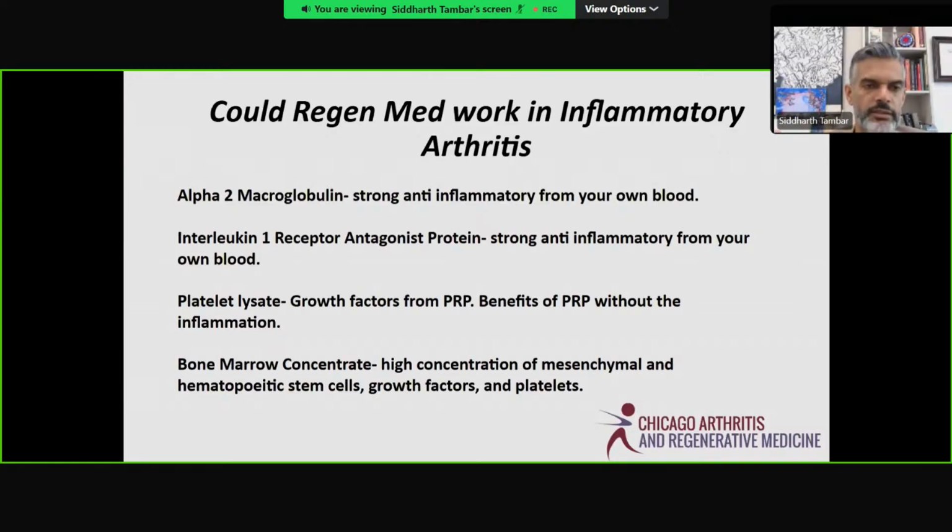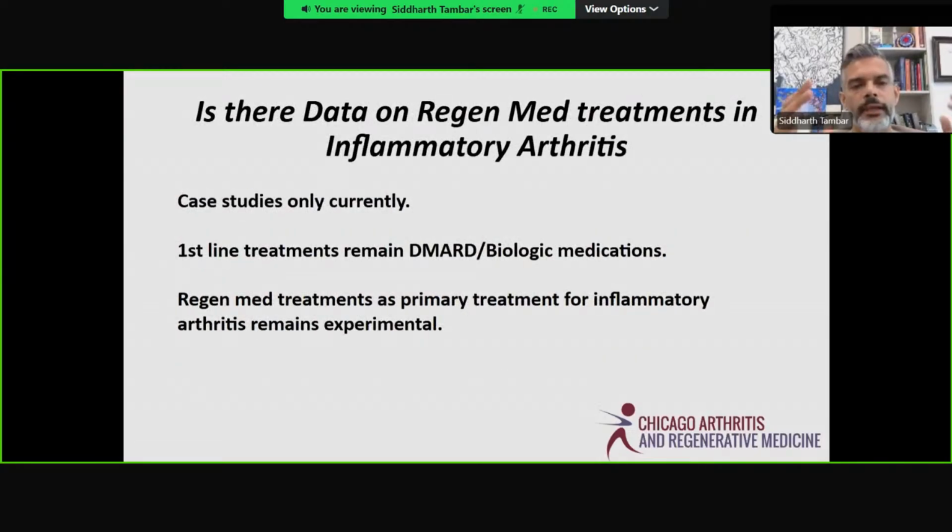Platelet lysate is something that we do frequently right now. It's growth factors from PRP or from blood platelets. It gives you the same benefit of PRP, but without the inflammation. Interesting. Bone marrow concentrate does lead to more inflammation short term, but has a high concentration of mesenchymal and hematopoietic stem cells, growth factors, and platelets, and long term can actually reduce inflammation as well. So these are all interesting options that could work in inflammatory arthritis conditions.